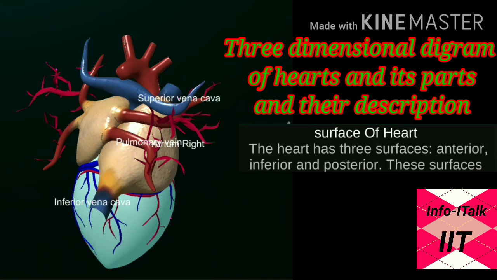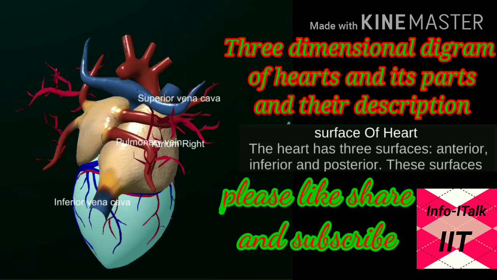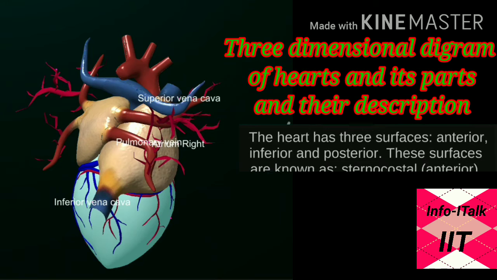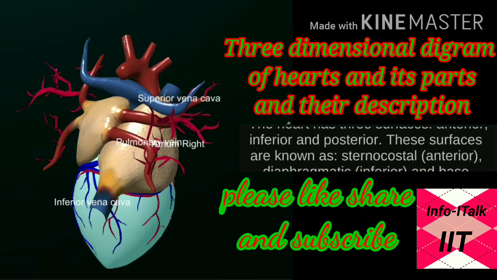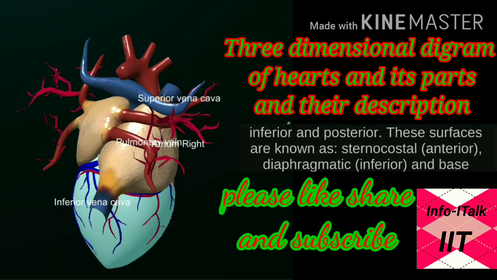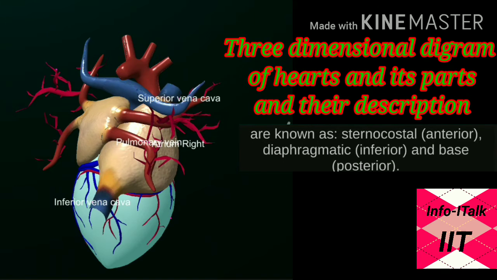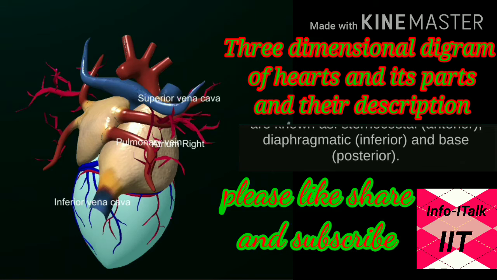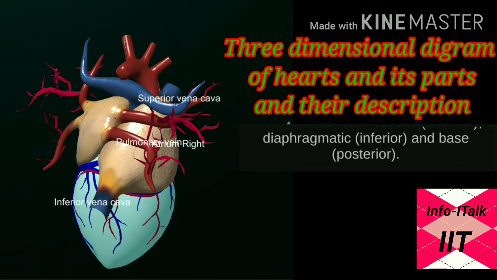The heart has three surfaces: anterior, inferior, and posterior. These surfaces are known as sternocostal, anterior, diaphragmatic, inferior, and base, which is called posterior.